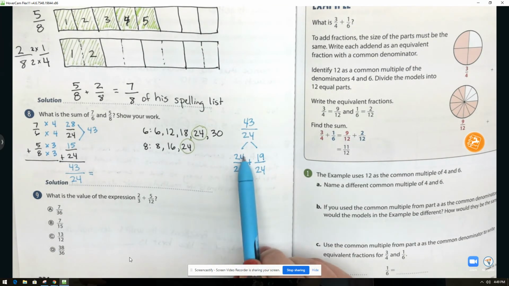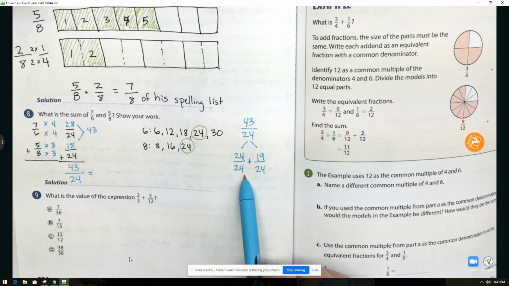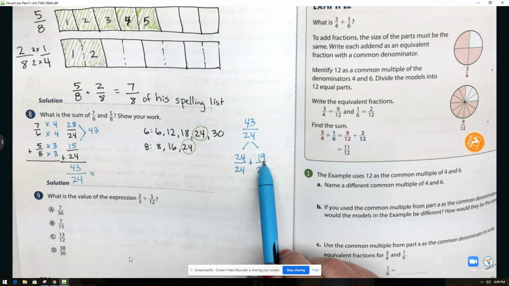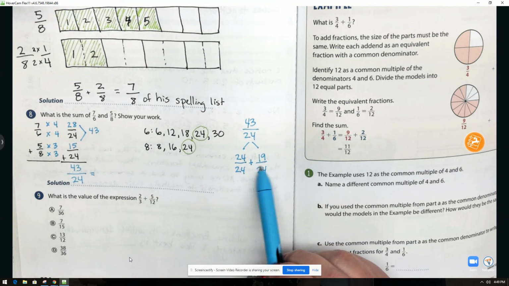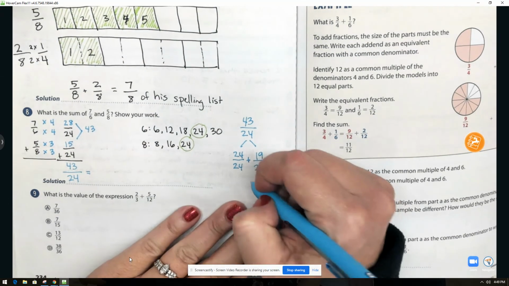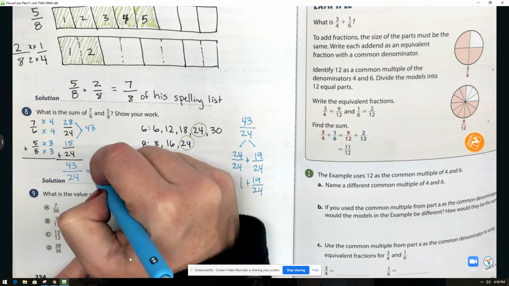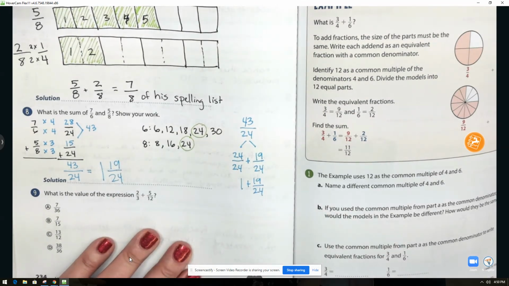The way that I got this 24 and this 19 is I wanted to make sure I had one whole, so I made 24 24ths. Then I said, what is 43 minus 24? It's 19. So that's my remaining parts. So then I have 19 24ths here. So my answer is 1 whole and 19 24ths, or 1 and 19 24ths.